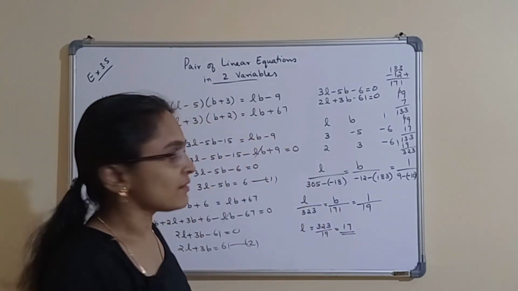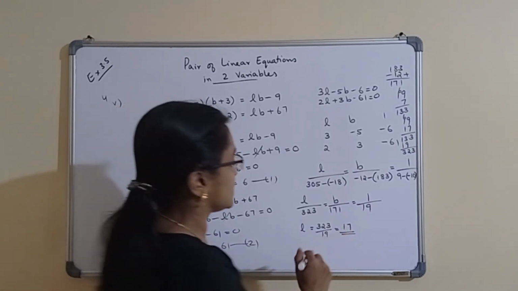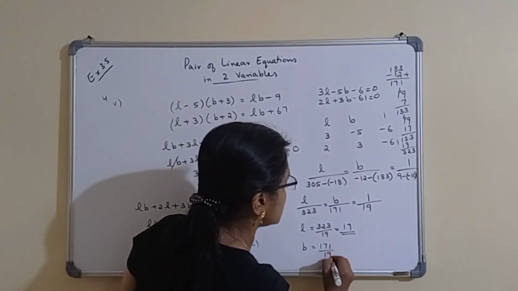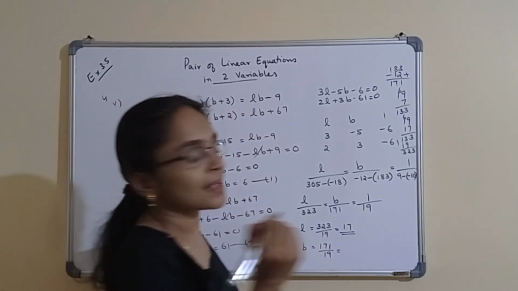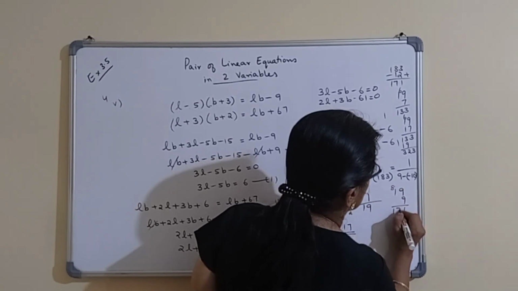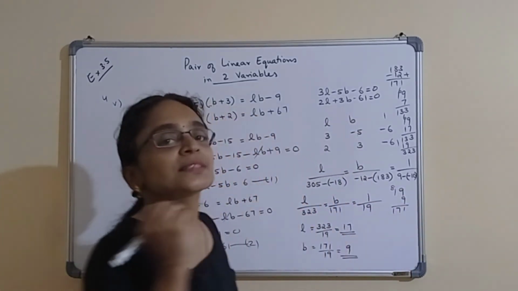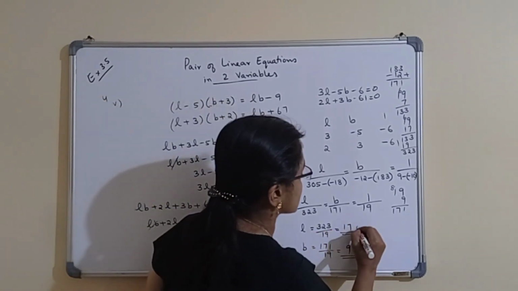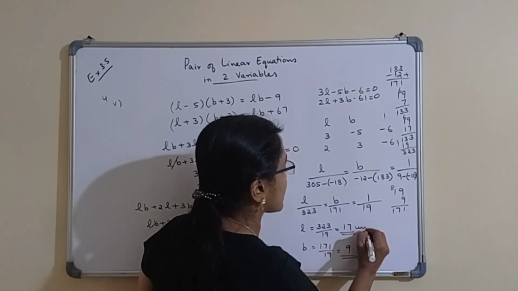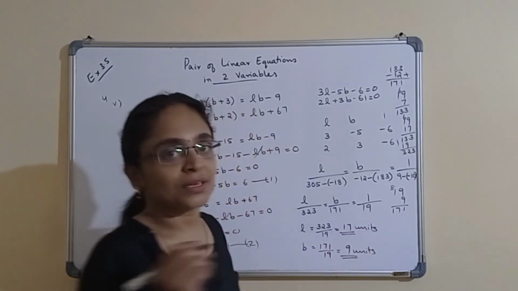The length is equal to 17, and B by 171 equal to 1 by 19 means B is equal to 171 by 19. 19 into 9 is 171. So B is 9. So the length of the rectangle is 17 units and the breadth is 9 units.